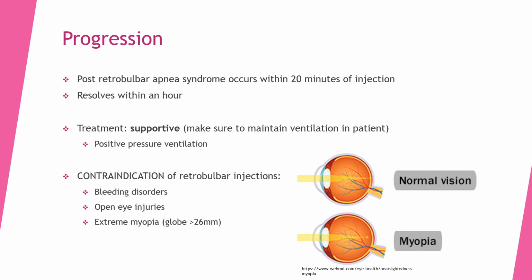Contraindications to starting a retrobulbar injection in the first place include a bleeding disorder, in the fear that you might not be able to control bleeding once we go retrobulbar, open eye injuries, and extreme myopia. This is a long globe such that the light converges in front of the retina. Generally, greater than 26 millimeters.